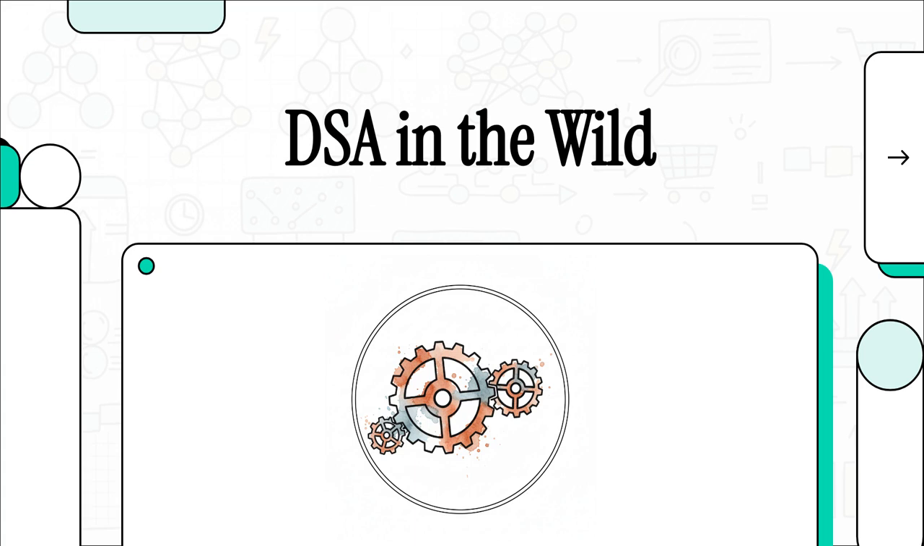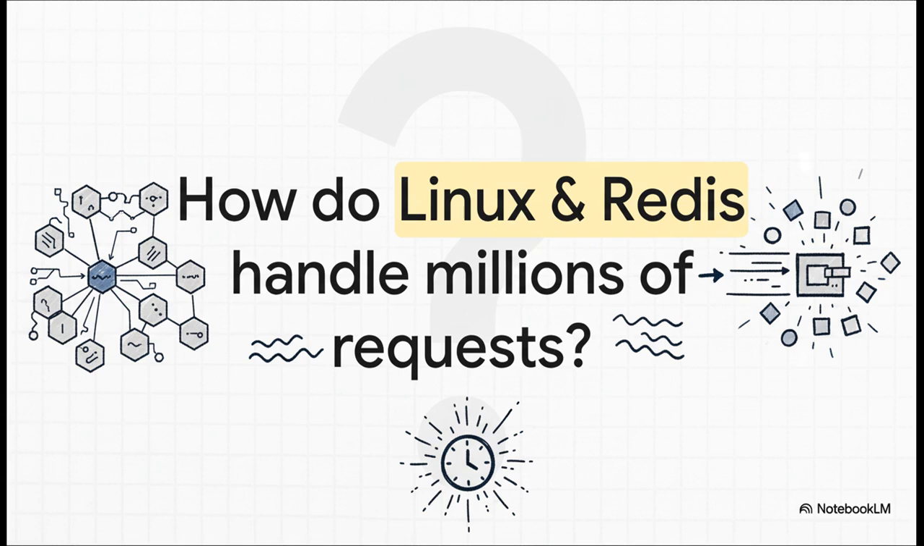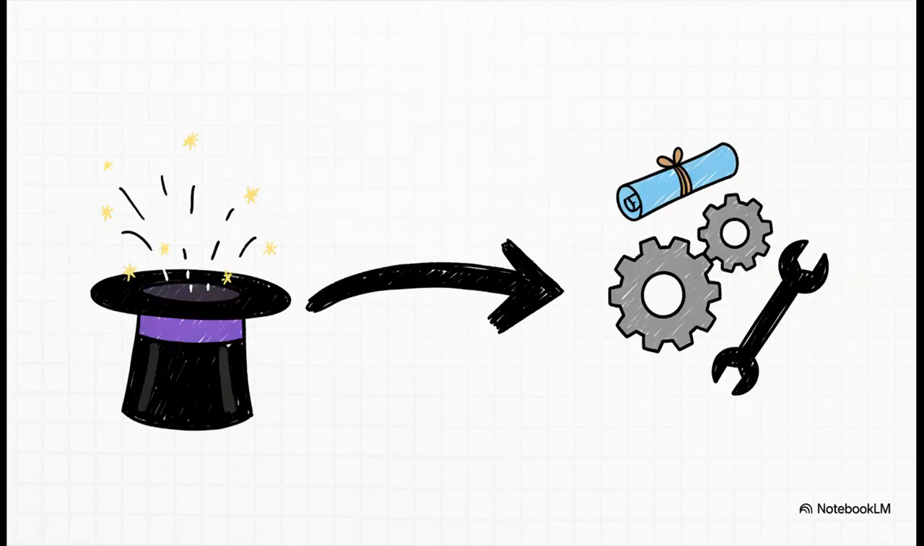Let's get into it. So let's just start with the big question, right? How on earth do systems like Linux and Redis handle millions, literally millions of requests without even breaking a sweat? I mean, we're talking about the core of your operating system, the backbone of countless apps. How do they stay so fast and so reliable? It almost feels impossible. But here's the thing. It's not magic. Not at all. It's just really, really good computer science.